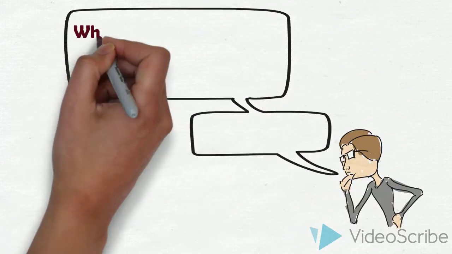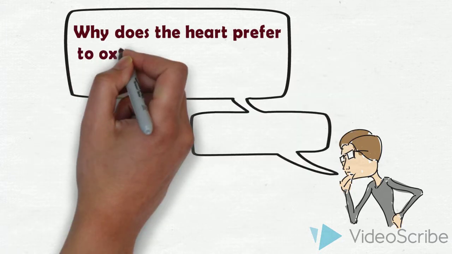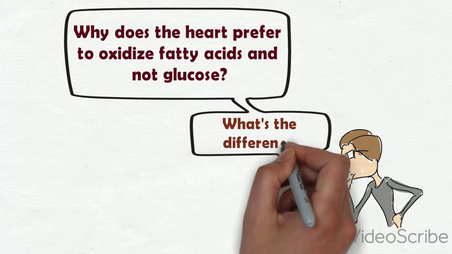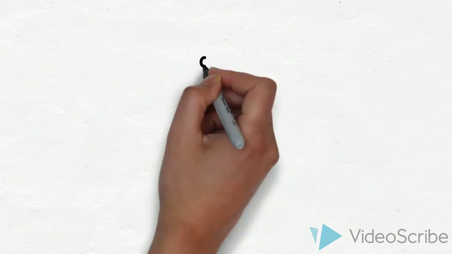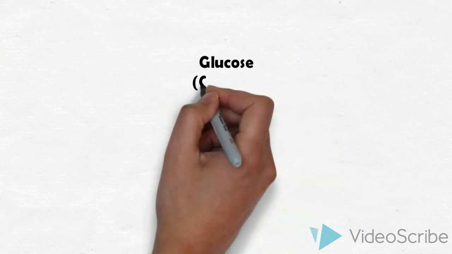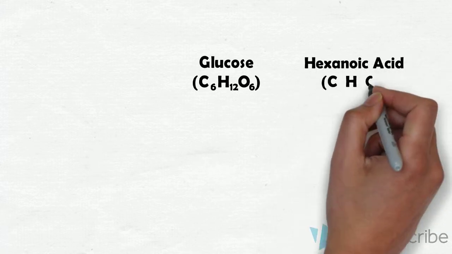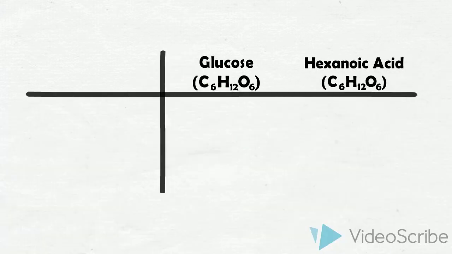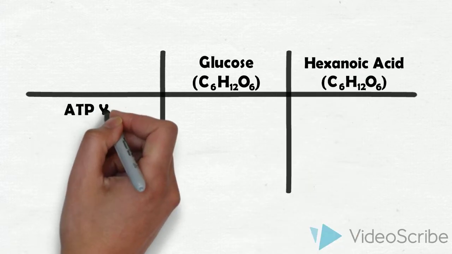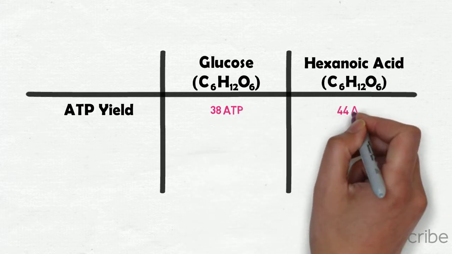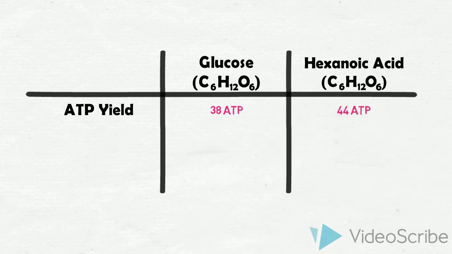This prompts the question, why does the heart prefer to oxidize free fatty acids and not glucose? What's the difference? We can compare glucose with the free fatty acid hexanoic acid because both have a 6-carbon backbone. Oxidation of glucose and hexanoic acid yields 38 and 44 ATP molecules respectively.